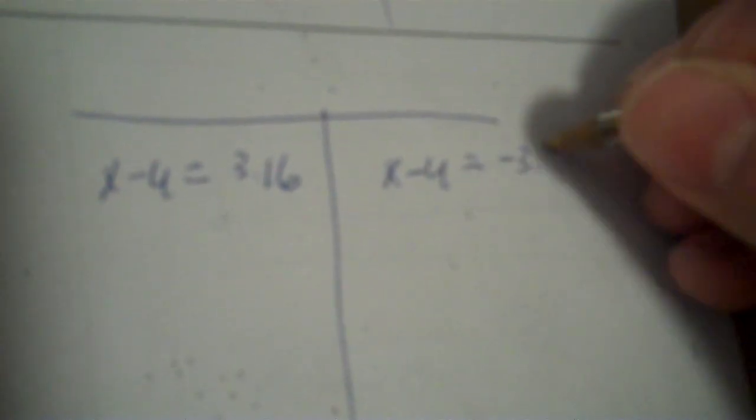So to find the actual x values, you put your 3.16 here and your negative over there, because remember, it could be positive or negative, and then you solve. So plus 4, you get 7.16. There's your first answer. And then you plus 4, and negative 3.16 plus 4 is going to be 0.84.